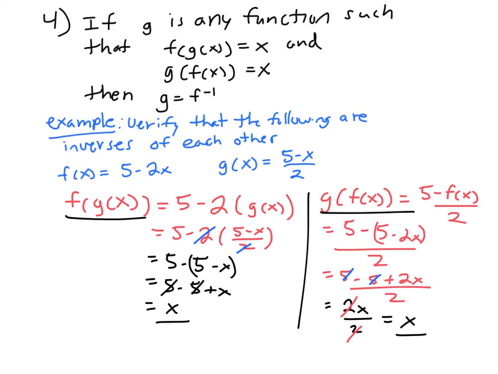All right, so both f of g of x and g of f of x equal x. Therefore, g is f inverse due to property number 4.